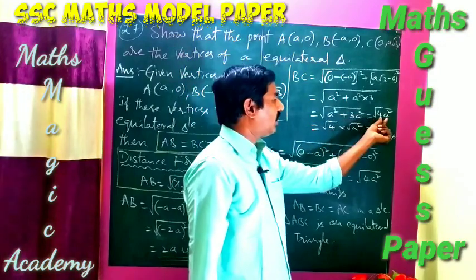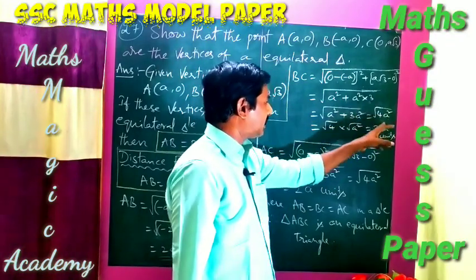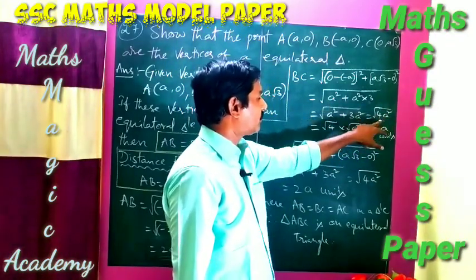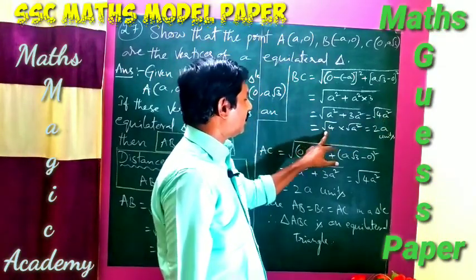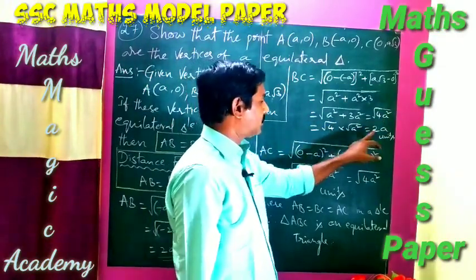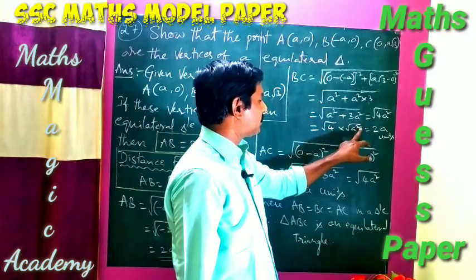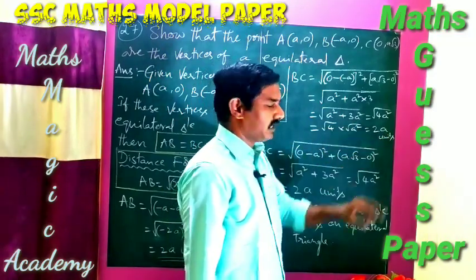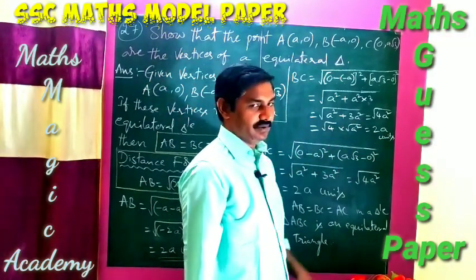Here what is the value of 3a square plus 1a square? Total 4a square. Same here, we will split up this square root under square root, 4 into a square, that is root 4 into root a square. Root 4 value is 2 and root of a square value, square and root get cancelled. We will get a, that is 2a units.